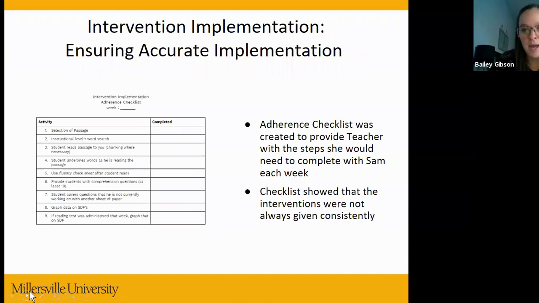And then I used this adherence checklist because there were quite a few steps to this intervention. I wanted to make sure that the teacher was implementing it with fidelity. This was also a way for me to look back and see why, if an intervention wasn't working and he wasn't making progress. Maybe the chunking intervention wasn't being implemented, or we could go back and problem solve and either create new interventions that would work better for the student or make sure that we were doing the interventions we have better.